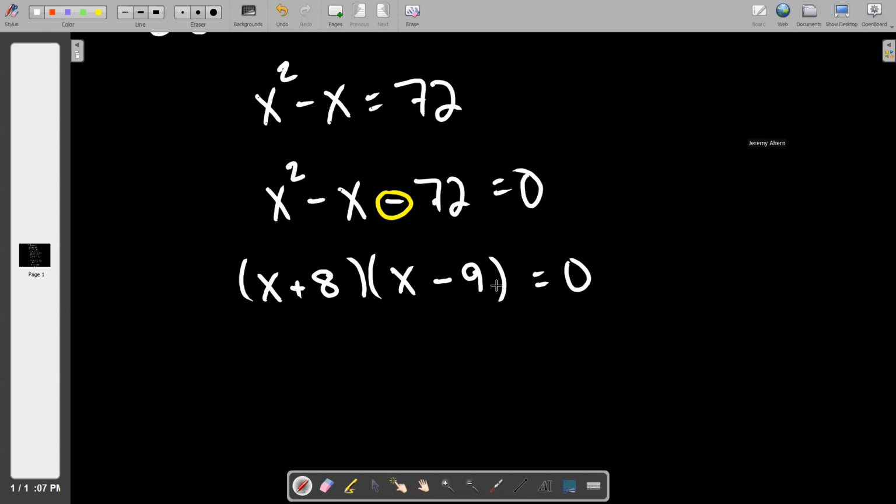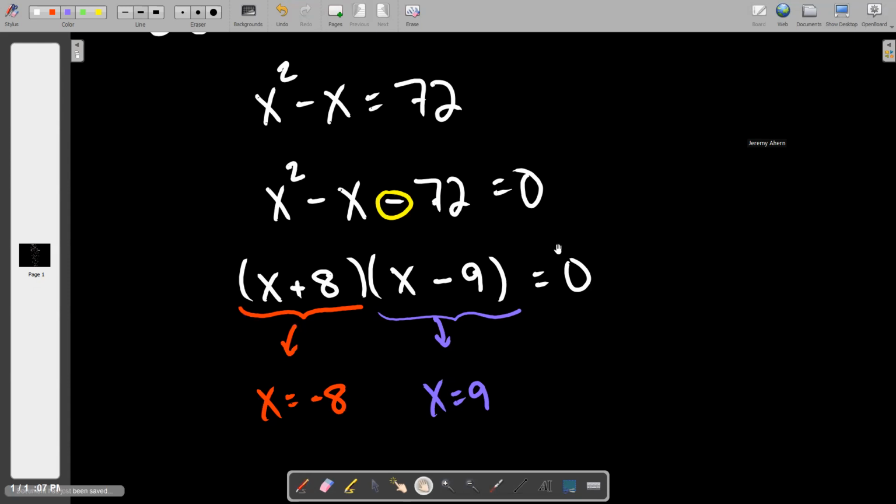quadratic trinomial. And at this point, we go back and rely on the logic of, hey, if this red thing times this purple thing equals 0, of course, then one or both of them have to equal 0. So what makes the red thing equal 0? Negative 8. And what makes the purple thing equal 0? Positive 9.